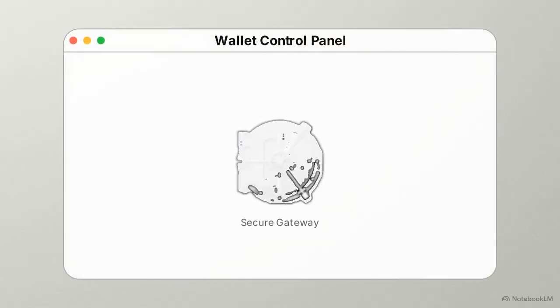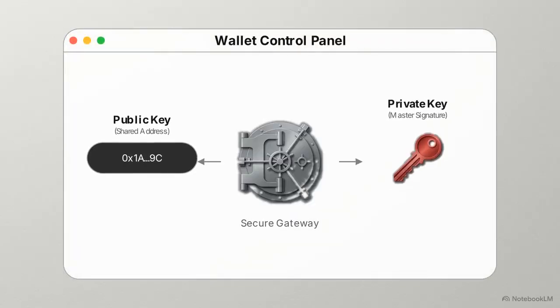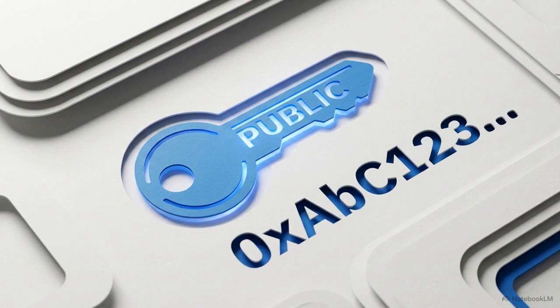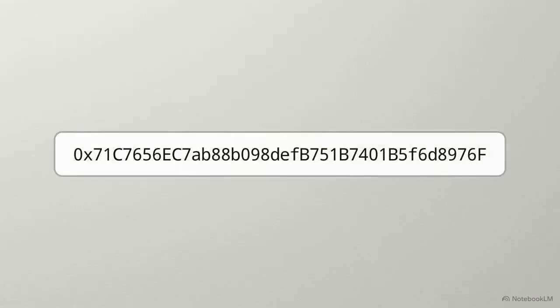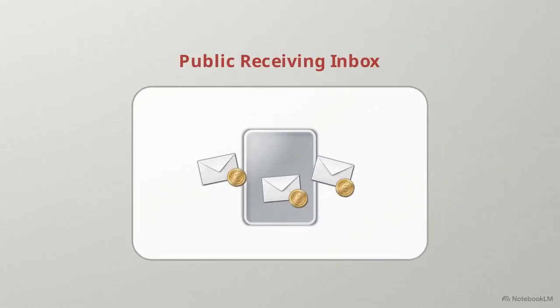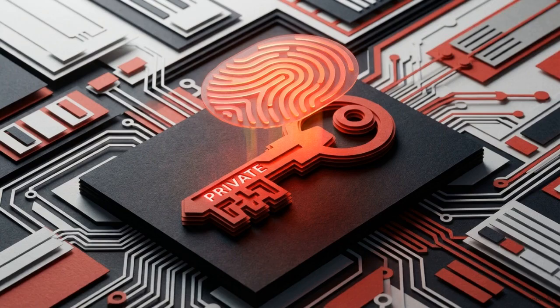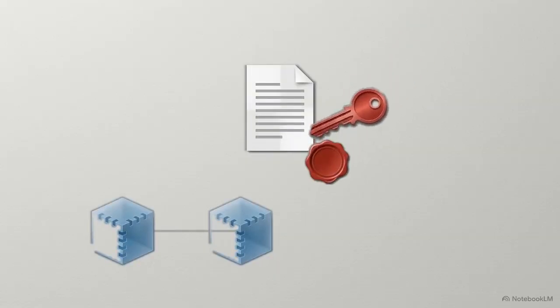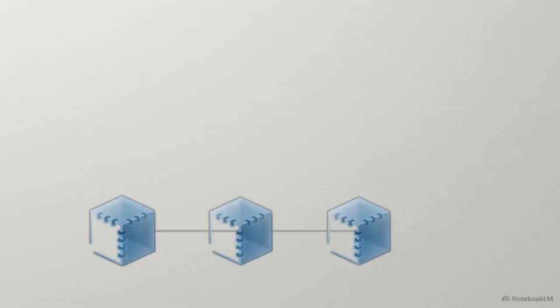To use your control panel, you deal with two different types of keys. The first is your public key, which you usually see as your wallet address. This functions like an email address. You can safely share it with anyone so they can send your funds. The second is your private key. This is the master password that acts as your unique digital signature on the network. It is the only way to prove to the blockchain that you are the true owner of an address.